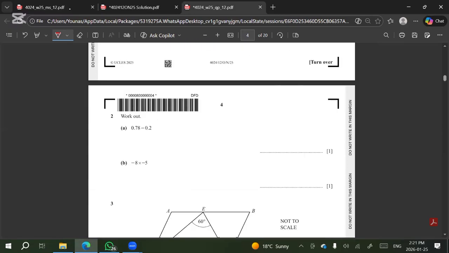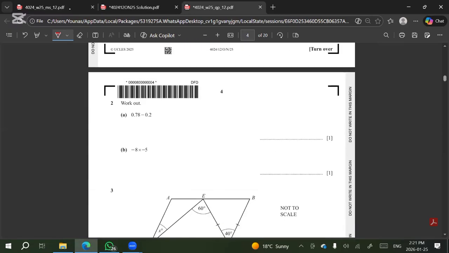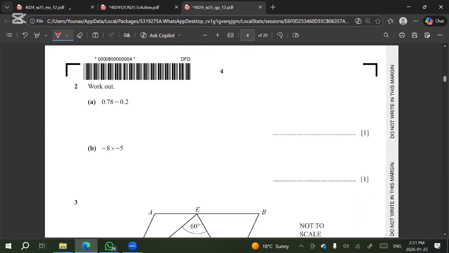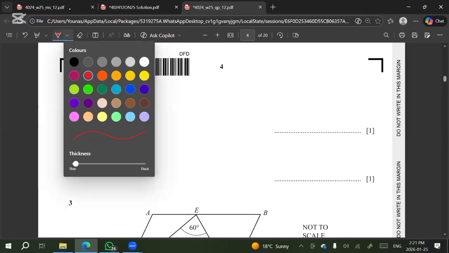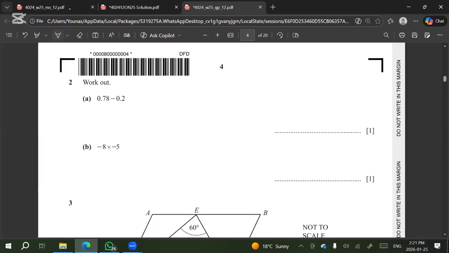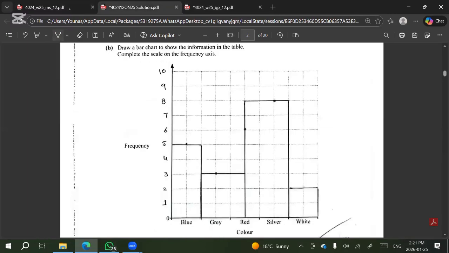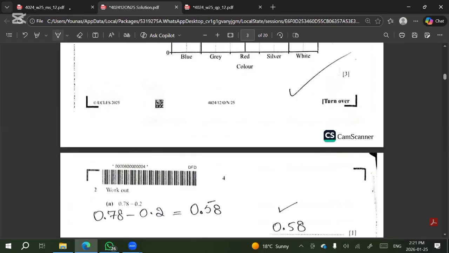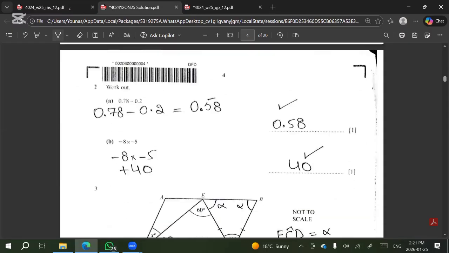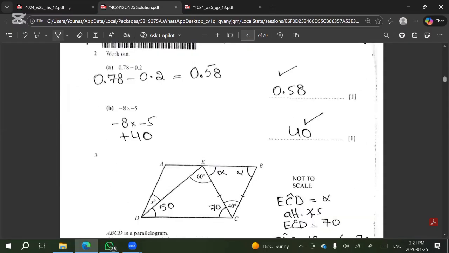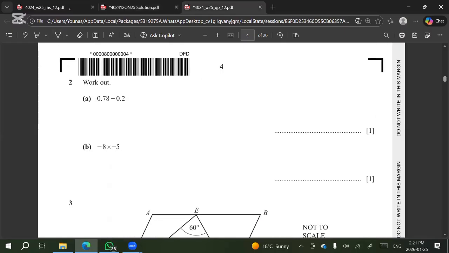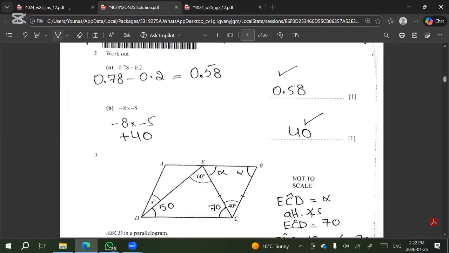Question number 2 is showing up on the screen. It says work out 0.78 minus 0.2. So I will subtract them, 0.78 minus 0.2, that will be 0.58. Okay, 0.58 is the answer, sir. Then it says minus 8 multiplied by minus 5. Minus minus is positive, and 8 fives are 40. So you will have positive 40.